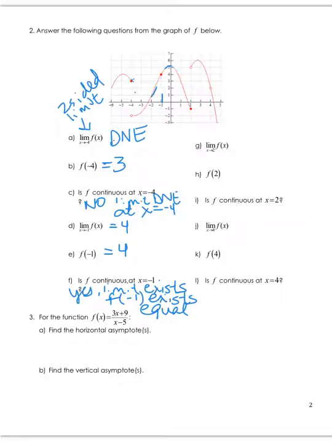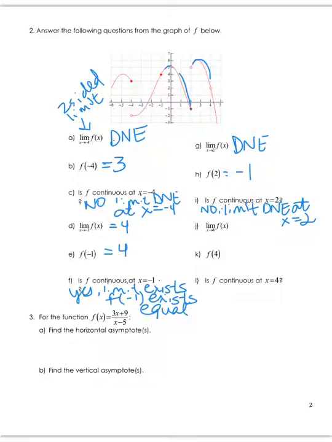The next one we have +2. So when I'm getting closer and closer to +2 from the left, I'm getting closer to -1. When I'm getting closer and closer to +2 on the right, I'm getting closer to 5. So the limit does not exist. F of 2, however, is -1, because it's down here as a closed-in circle. Is it continuous at 2? No, and the reason is the same reason as part C. The limit did not exist at 2. So it cannot be continuous.